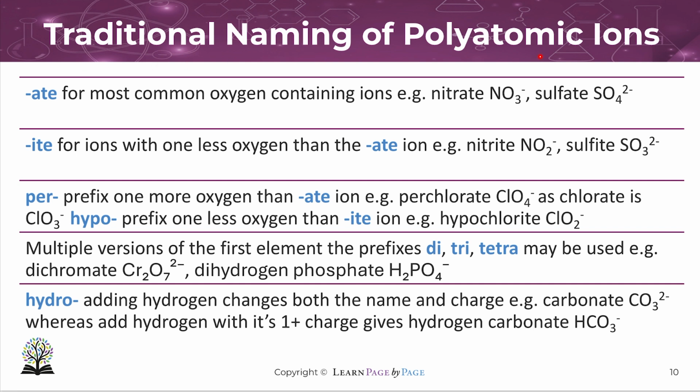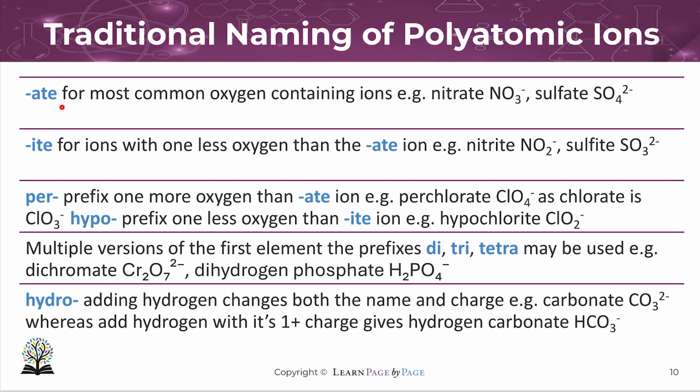Traditional naming of polyatomic ions. When we name polyatomic ions, chemistry uses a consistent set of historical or traditional rules and IUPAC systematic rules. These patterns will allow us to predict names from formulae and vice versa, which is an essential skill at this level. And most of the rules relate to oxygen-containing ions, or what we would otherwise call oxyanions.